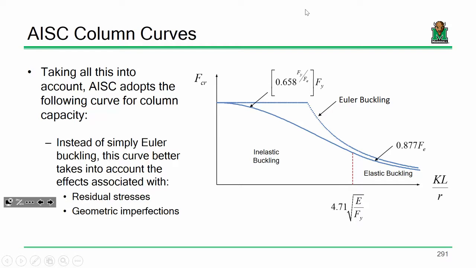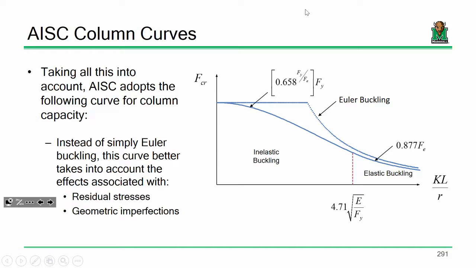Yes, sir. That's the point on the line. So this is the slenderness axis, and this point right here is 4.71 square root of E over Fy. So if our slenderness is smaller than that term, we're in inelastic buckling. If it's bigger than that term, we're in elastic buckling.